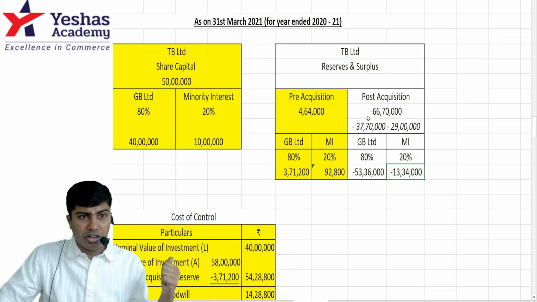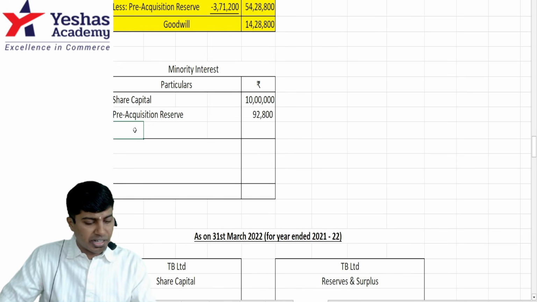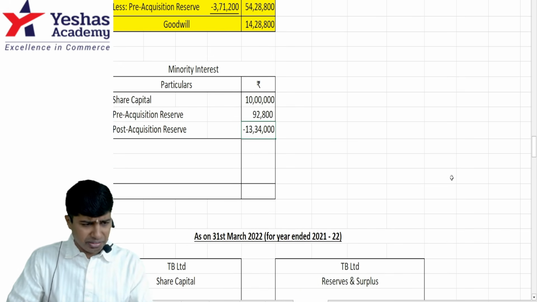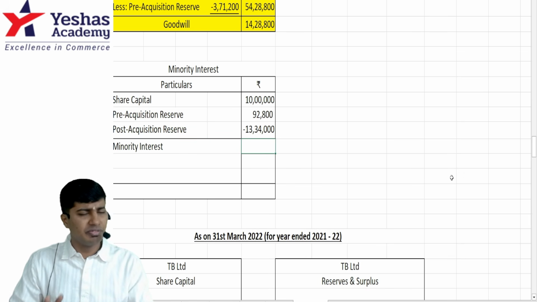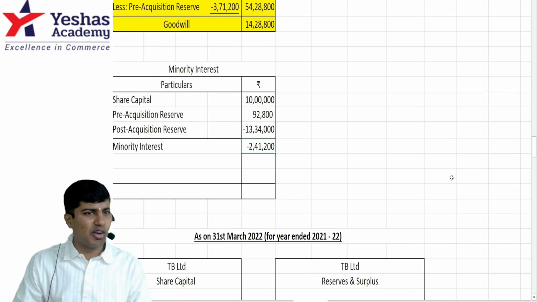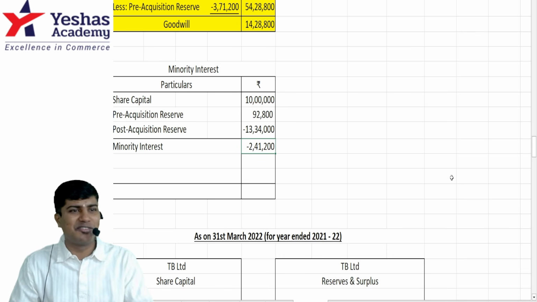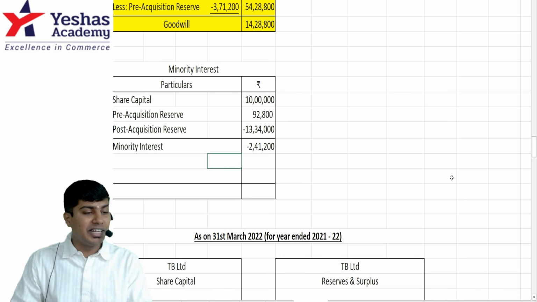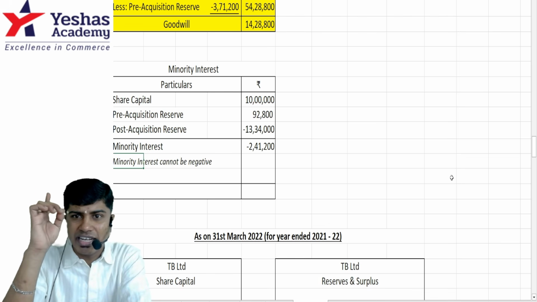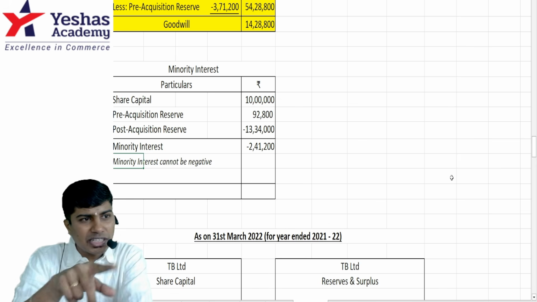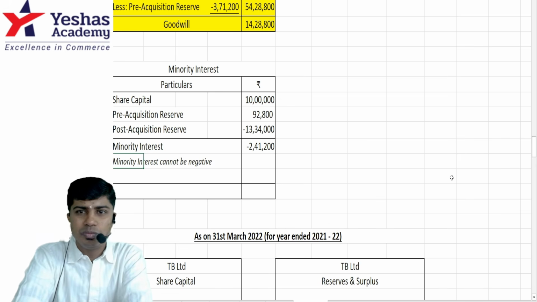This I'll write it to minority interest. Come to minority interest. Write post acquisition reserve 13 lakh 34,000. How much will be minority interest? First, tell me how much will be minority interest. Minus 2 lakh 41,000. First, write minus 2 lakh 41,200. Minority interest cannot be written negative in CBS, consolidated balance sheet. Can I write negative? No, sir. I'll make minus 2,41,200 as 0.